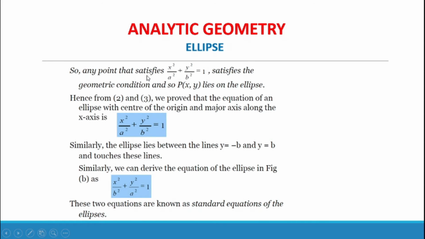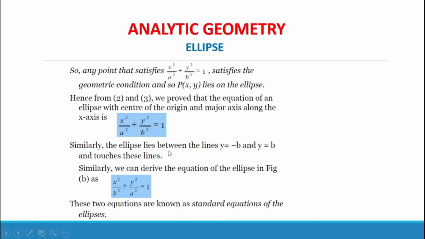So any point that satisfies x squared over a squared plus y squared over b squared equals 1 satisfies the geometric condition, and so P(x, y) lies on the ellipse. Hence, from equation 2 and equation 3, we prove that the equation of an ellipse with center at the origin and major axis along the x-axis is x squared over a squared plus y squared over b squared, and it is equal to 1.